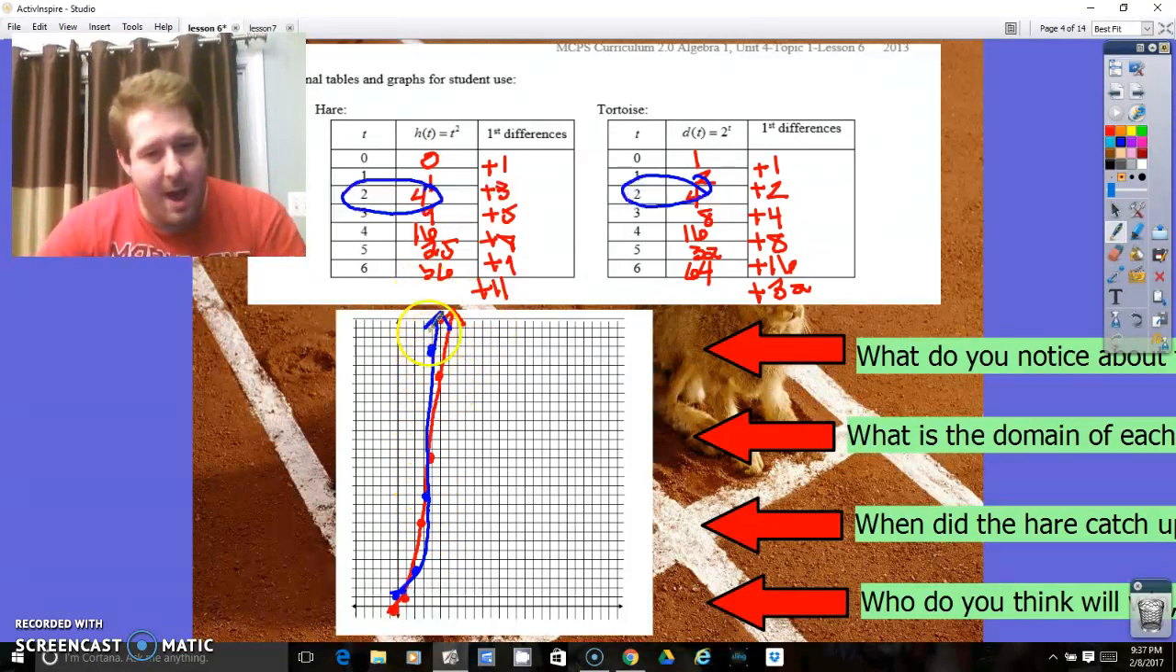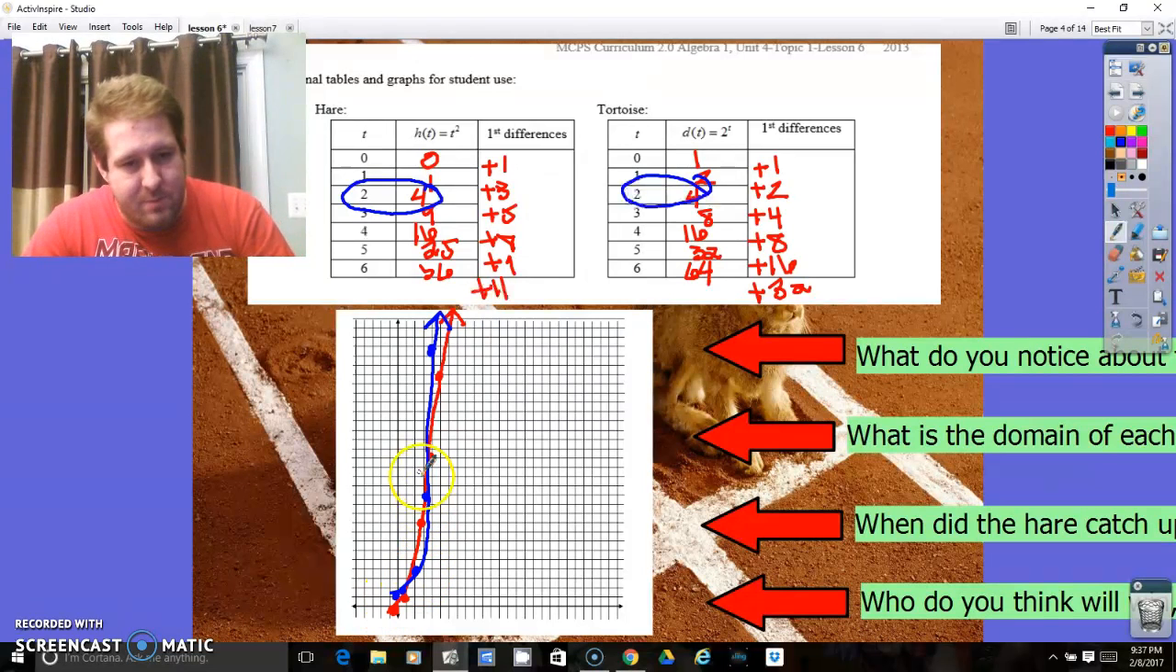So then it becomes higher up here. So the rates of change are really changing here quite a bit. In the beginning, the hare was going faster. And then right about here, they were going about the same speed.